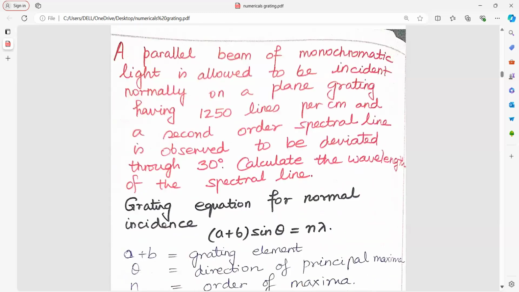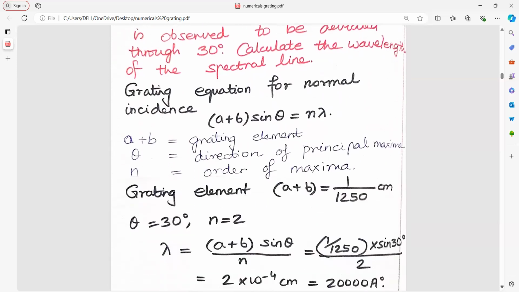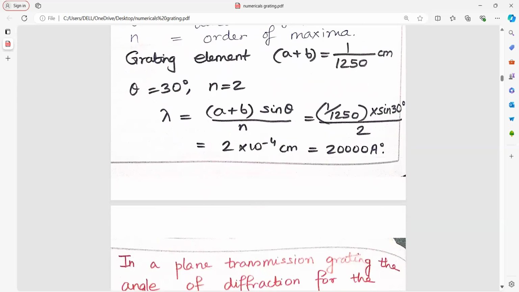A parallel beam of monochromatic light is allowed to be incident on the grating. You have to find the wavelength. Grating equation is (a plus b) sine theta equal to n lambda. Grating element a plus b is 1 upon 1250. Angle given is 30 degrees. Sine 30 degrees is half. Order given is 2. So we get lambda as this much.